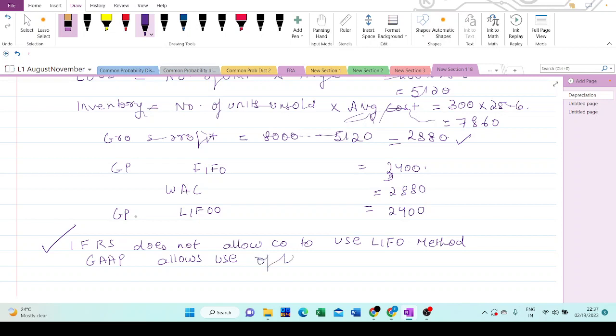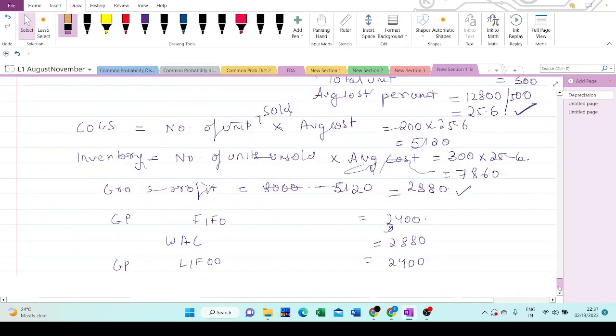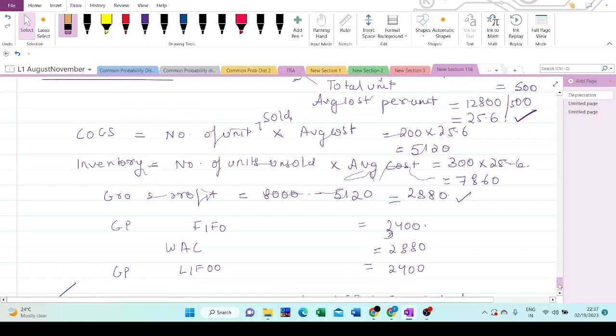GAAP allows the use of LIFO. IFRS does not allow the use of LIFO. Right? Why? Because during a period of rising product prices, rising inventory prices, LIFO would result in lower GP. Guys, why is LIFO resulting in lower GP during a period of rising product prices?